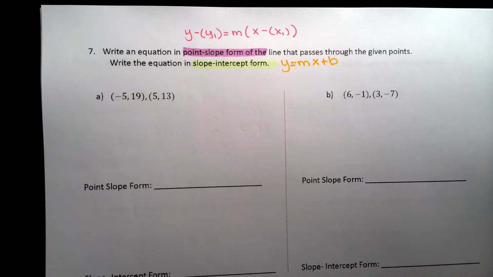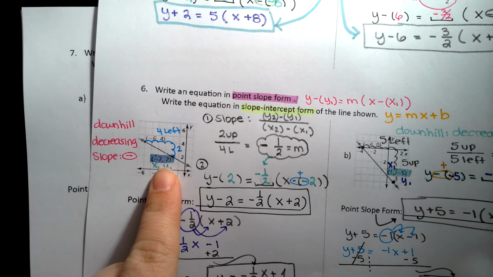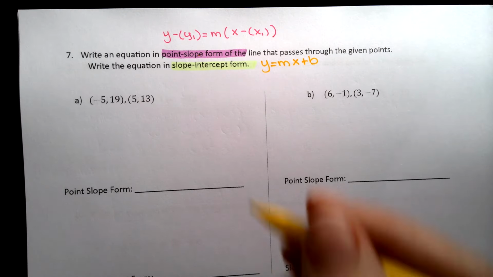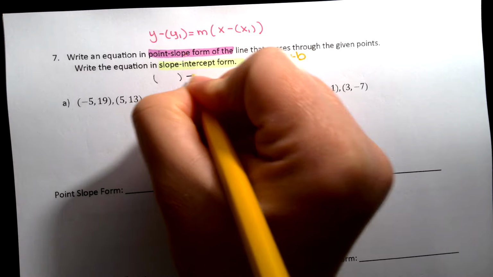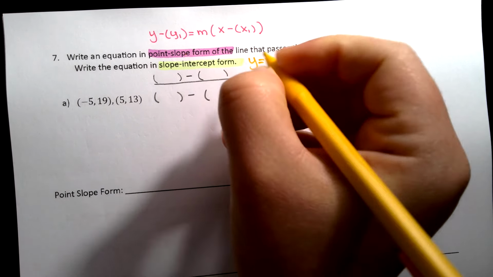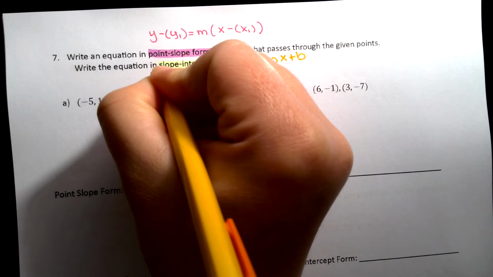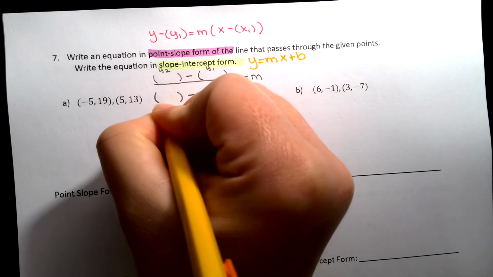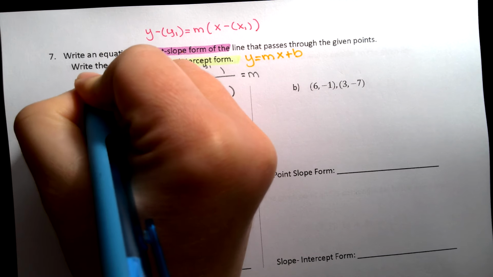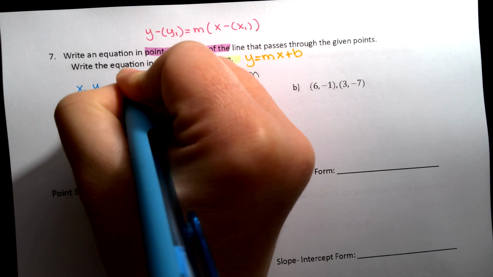Now, the difference between question number 6 and question number 7 is here they give us a picture so we can count for slope. Here they don't give us a picture, so we must use the rate of change formula. This is the formula for slope, which is also called the rate of change. So it adds just one little step here, which is your y2 minus y1 over x2 minus x1. Label your points x1, y1, x2, y2.